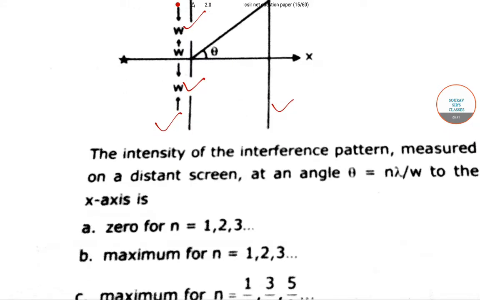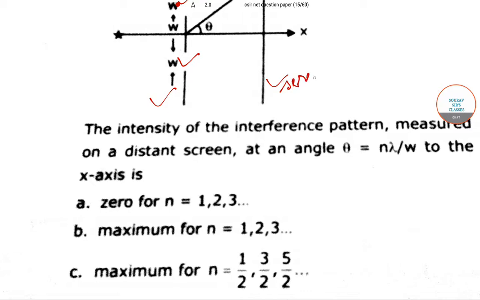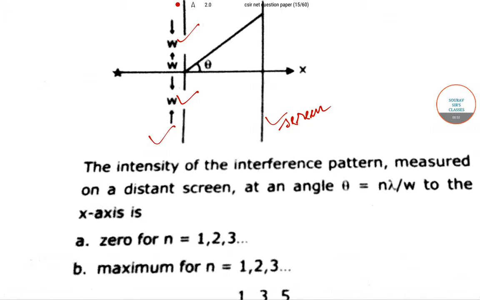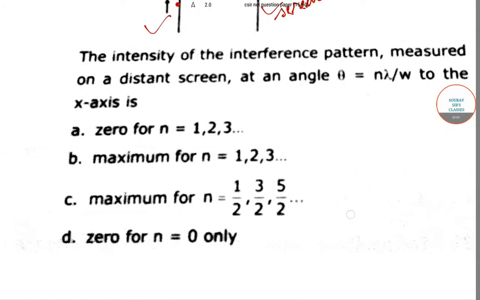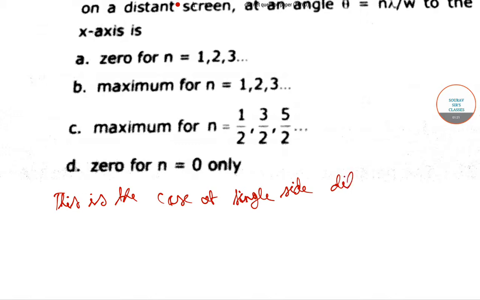So the intensity of the interference pattern is measured on a distant screen, at an angle theta. Theta equals n lambda by W to the x-axis is what? Here, this is the case of the single slit diffraction envelope.